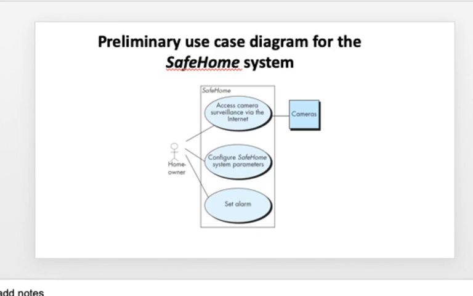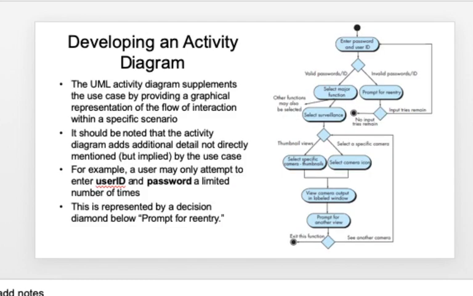So this is also a preliminary use case diagram for a safe home security function, where we have the homeowner, the camera, and then the use cases are written in the box, represented as ovals. Then we move on into developing an activity diagram.